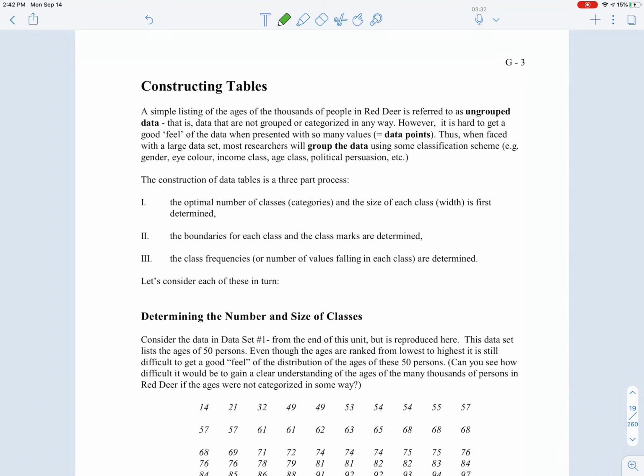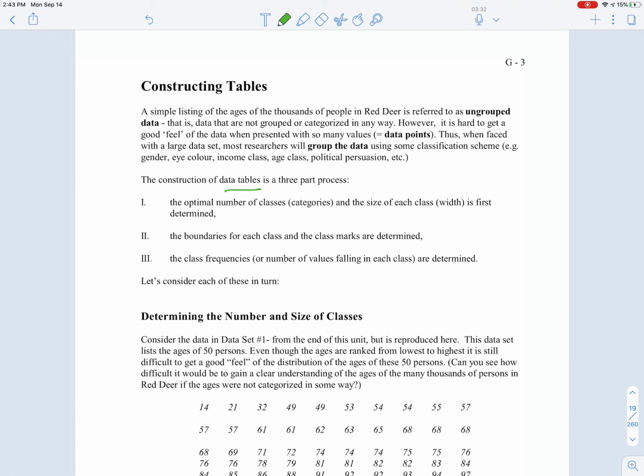So we're talking about constructing those tables, putting people into particular classes so we can get a better handle on it, a better idea. The construction of the data tables is a 3-part process. We come up with the optimal number of classes, and then we come up with the boundaries for each class, and then the actual counts, or the class frequencies.